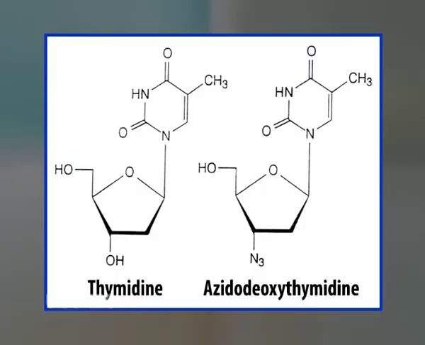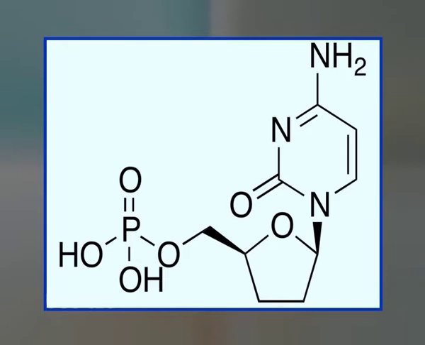In addition to their roles as the subunits of nucleic acids, nucleotides perform some other functions. Recently, two nucleoside analogues, 3'-azidodeoxythymidine or AZT and 2',3'-dideoxycytidine, that is DDC, have been therapeutically used for the treatment of acquired immune deficiency syndrome patients.